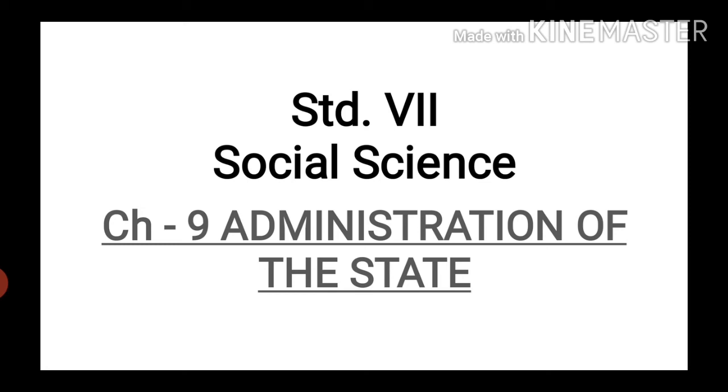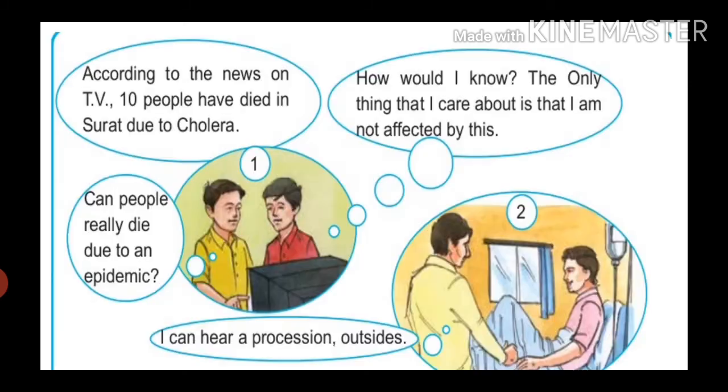As we have studied in the third chapter, in the government, what have we observed? We have seen that the administration, that is the government of our country, functions at three levels: local level, state level, and the central level. We have also learned about the working of local self-government institutions. So in this chapter, we are going to learn about the administration functions of the state level.